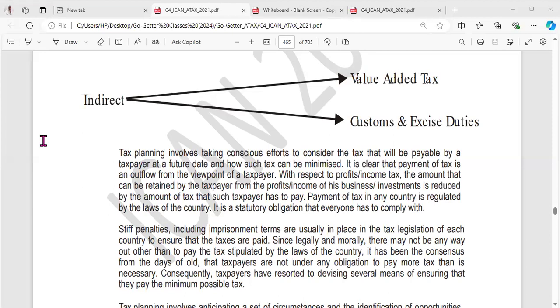It is clear that the payment of tax is an outflow from the point of view of the taxpayer, while with respect to the profits and income, the amount that can be retained by the taxpayer from the profits of his business is reduced by the amount he has to pay as tax. So it means that the payment of taxes in any country is regulated by the laws of the country and it's a statutory obligation. So normally when you make profit, you hear people say profit before tax. If you don't pay tax, all that money that you have will become profit after tax.